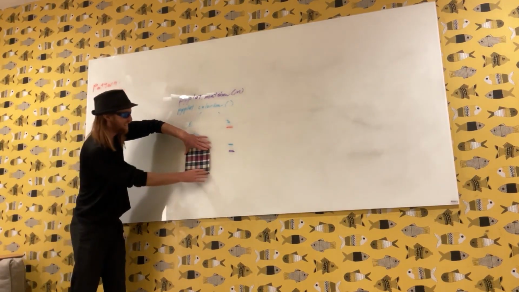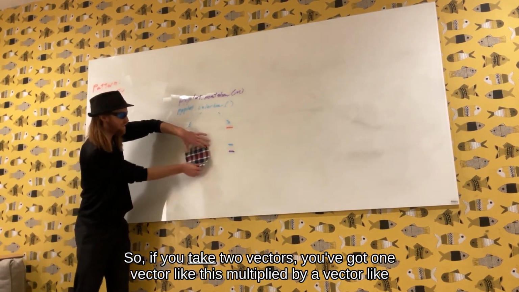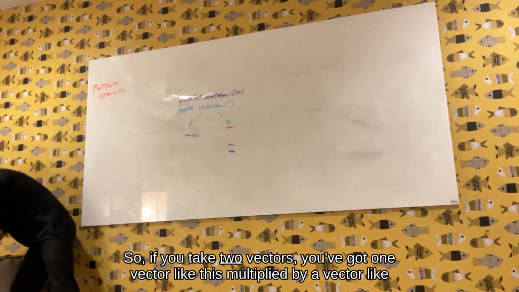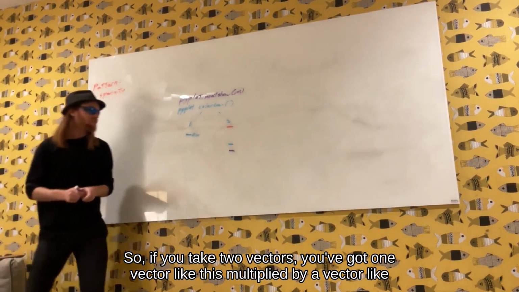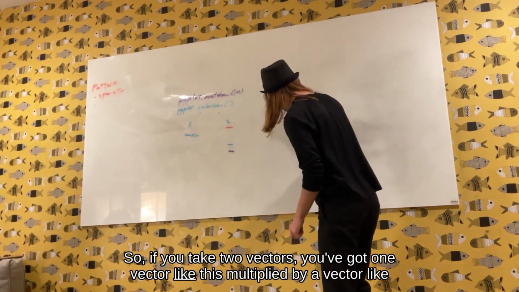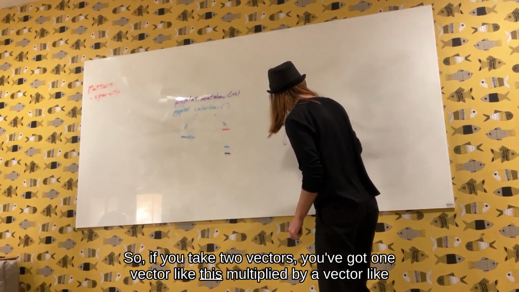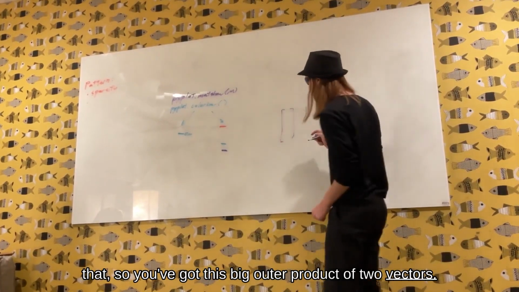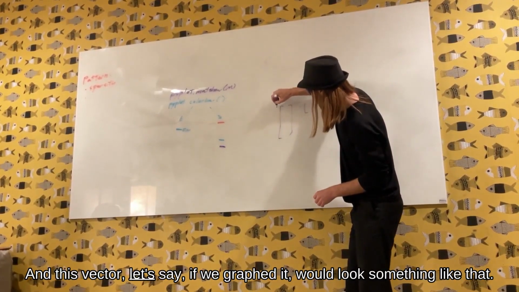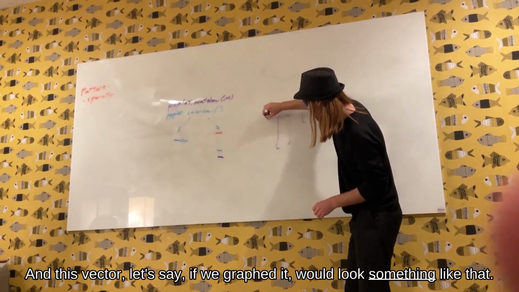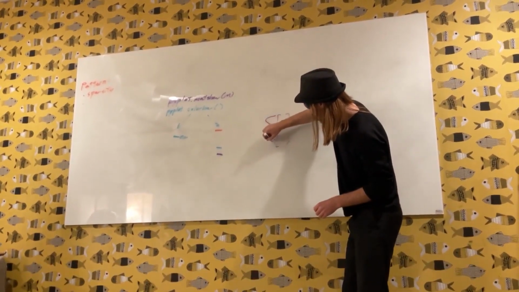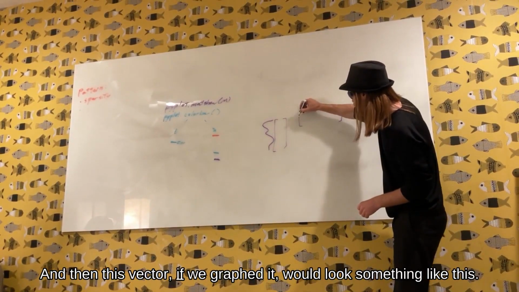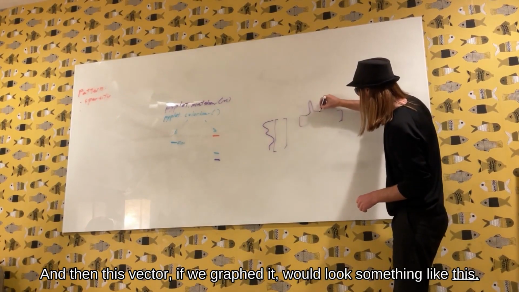Good. So if you take two vectors, you've got one vector like this multiplied by a vector like that. So you've got this big outer product of two vectors. And this vector, if we graphed it, would look something like that. And then this vector, if we graphed it, would look something like this.